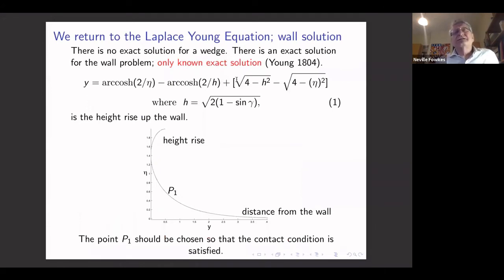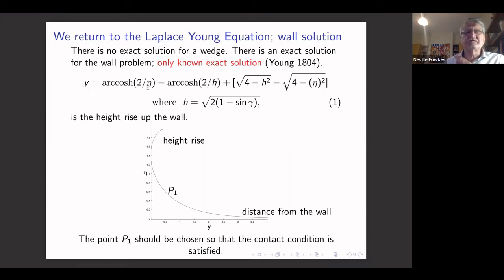Well, our real interest is in the Laplace-Young equation. So it turns out there is one non-exact solution to the Laplace-Young equation. Now, Young produced that solution in 1804. So over 200 years, people haven't come across any more solutions. It's a horrible looking solution.